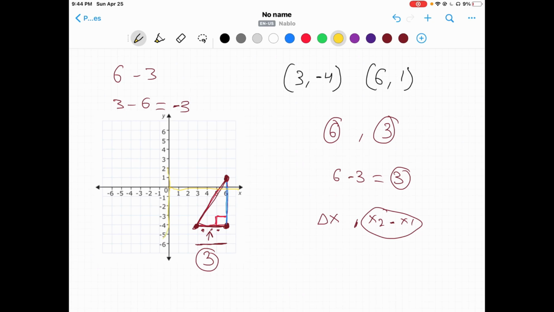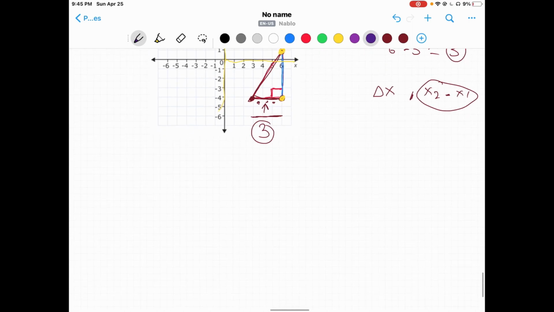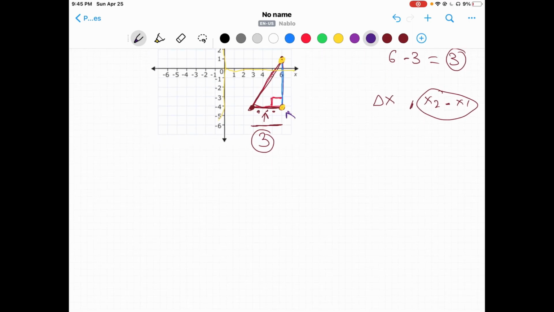So the y values, now we would use the y value of this point right here, this vertex, and this vertex. So let's go ahead and do this down here. This point over here has a y value of negative 4 right here. So negative 4. And then this has a y value of 1 right here. So negative 4 and 1.